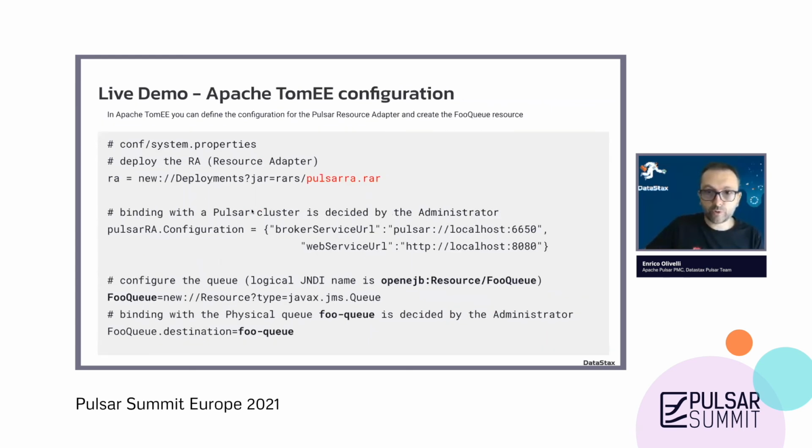The configuration of TomEE is very straightforward, and you deploy the Pulsar resource adapter, and then you configure it, and you create the queue, the logical queue, and then you map the queue to a physical queue. The name of the queue is foo-queue, and the logical name of the queue is foo-queue that TomEE maps to OpenEJB resource/foo-queue that we saw in the example.